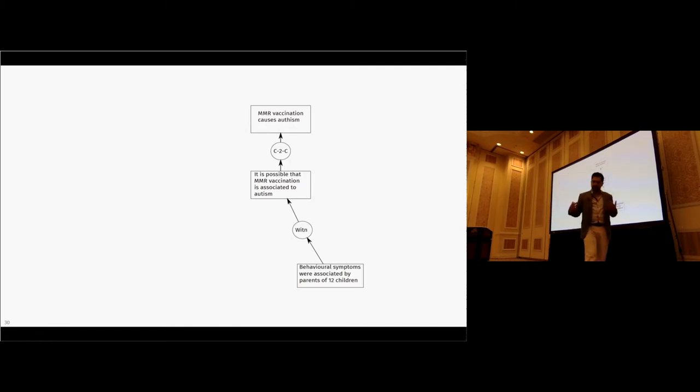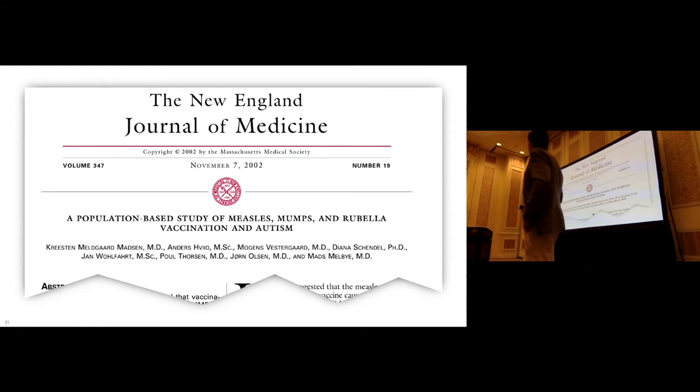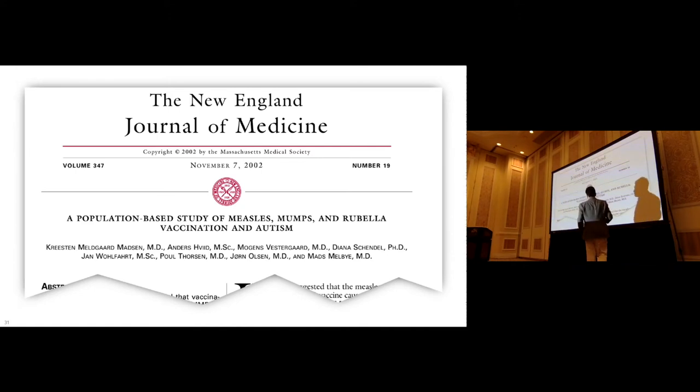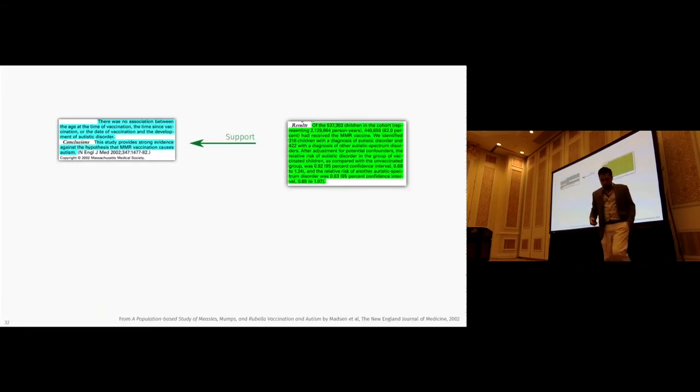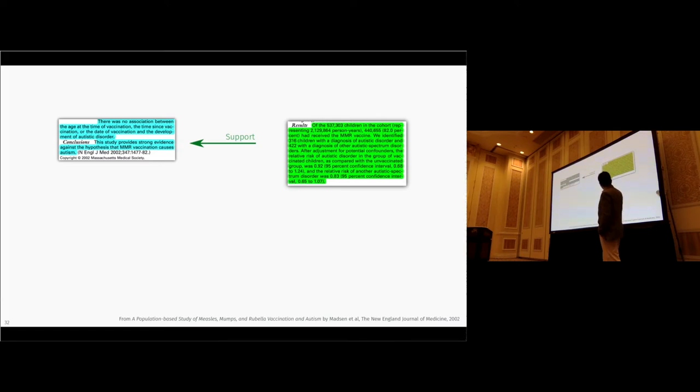like, is it actually a correlation? Is there enough evidence? So you can start searching for counterexamples. You go on the internet and you find this paper. This paper is from 2002, and it has a population-based study on measles, mumps, and rubella. And inside you will read that they studied 537,303 children, and they found no association between the age at the time of vaccination or the time since vaccination or the date of vaccination and the development of autistic disorder.